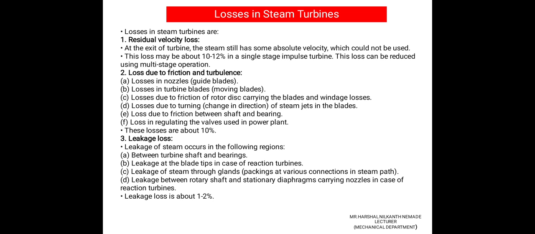Loss due to friction and turbulence: loss in the nozzle, guide blades, loss in a turbine blade, moving blades, loss due to the friction of a rotary disc carrying a blade and windage loss, loss of the turning or change in direction of a steam jet in a blade, loss due to the friction between the shaft and bearing, loss in the regulating valve and the power plant. These are about 10%. Third one is leakage loss.